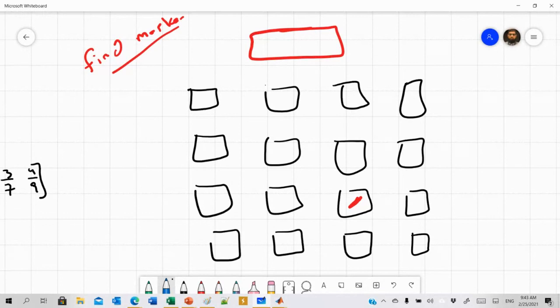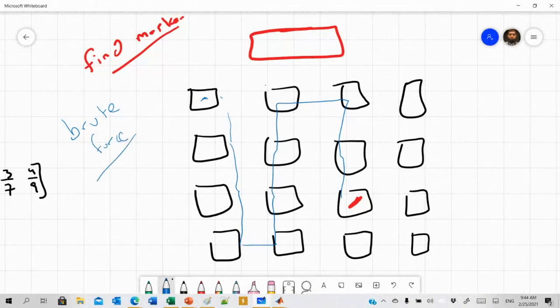Of course, the easiest thing to do is I start from the student here, look at him if he has my marker, go to the next one, go to the next one, next, next, next, until I find my marker. This is one approach. We call this the brute force approach, where you just take one value and you start looking for it.